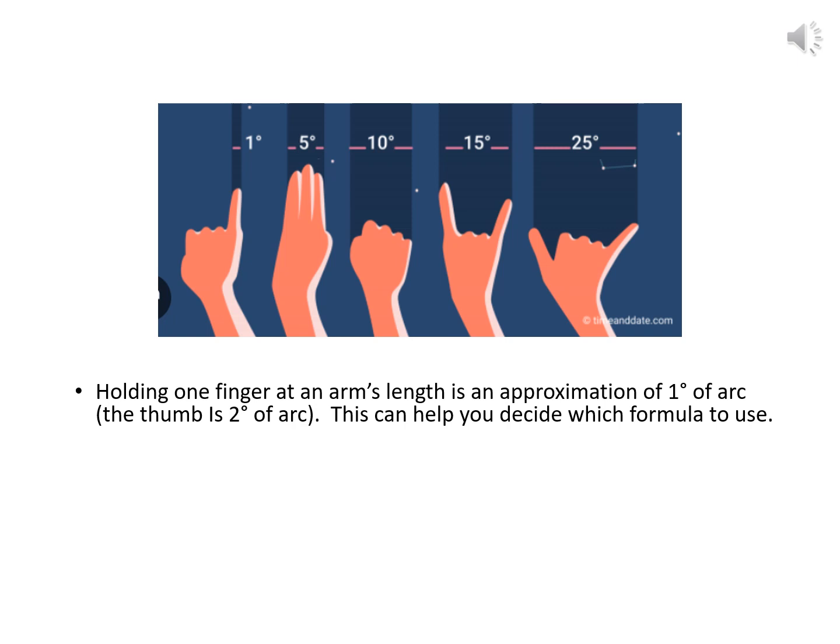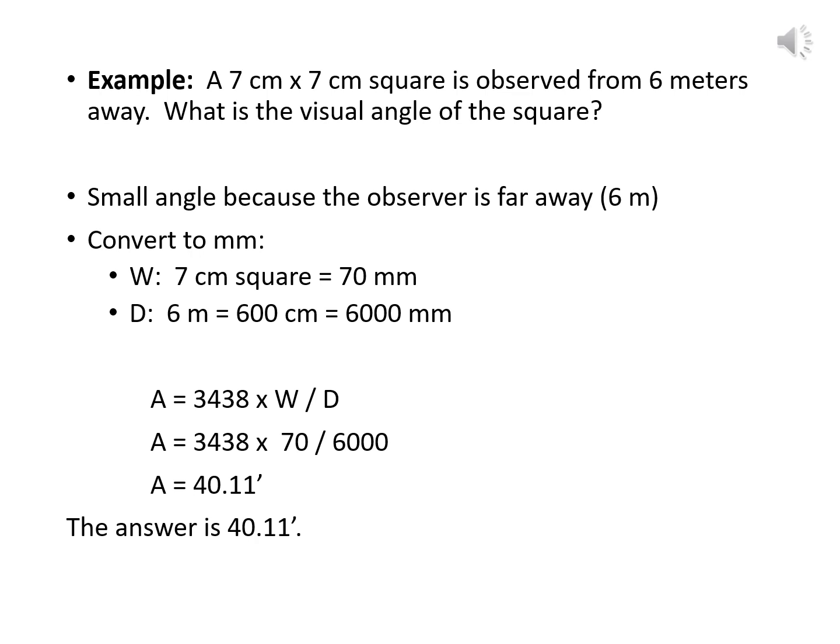Now recall that one's finger width at arm's length is approximately 1 degree of arc, or the thumb held at arm's length is approximately 2 degrees of arc. So using your finger or your thumb, you can decide if a check is a small or a large check, and then choose which formula to use. So let's do an example together.